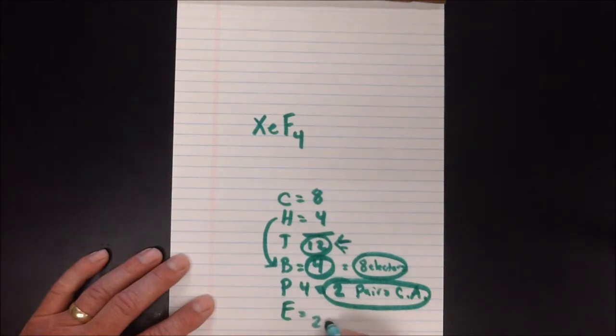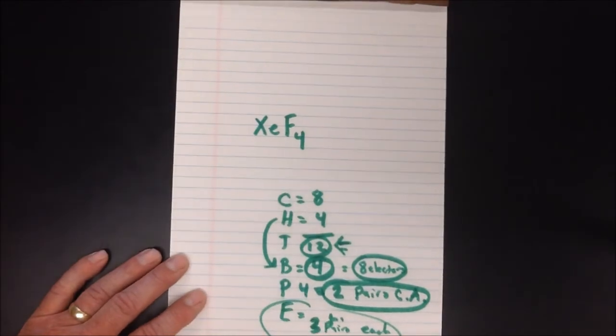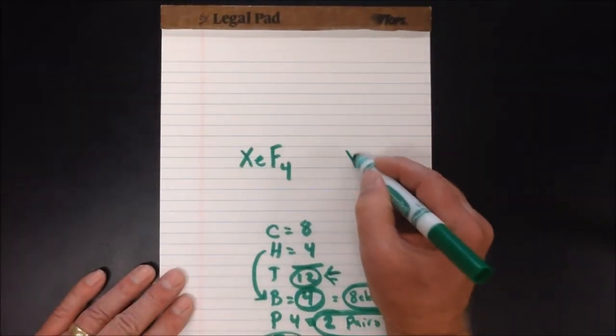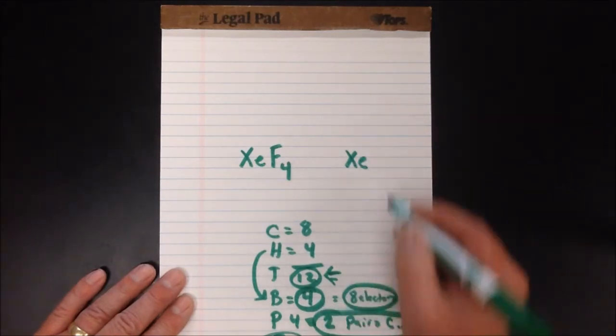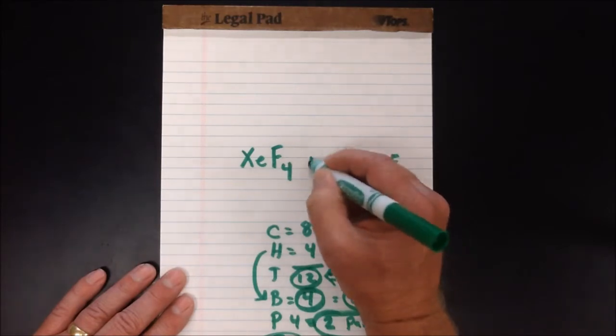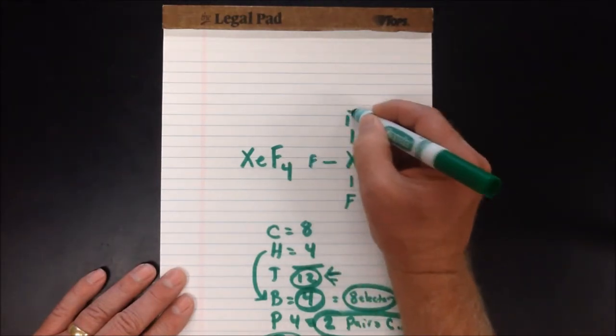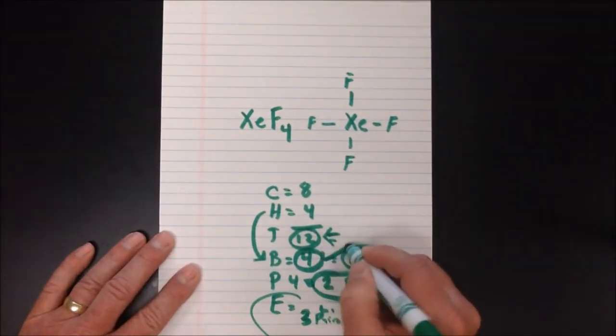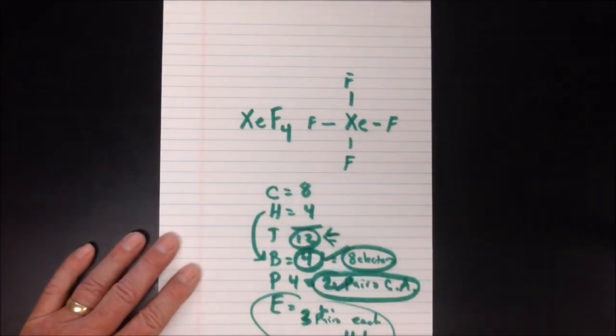And lastly, 3 pairs on each halogen. Again, the E down here, just a reminder, don't forget to show those lone pairs on the externally bonded halogens. So draw this central xenon, 4 bonds for the 4 fluorines, all single bonded. But now there's also these 2 lone pairs on the central atom as well. We have our 4 bonds, 2 lone pairs.